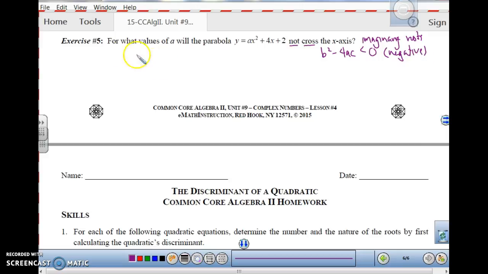Okay, so let's do b squared minus 4ac. b squared would be 4 squared minus 4 times a times 2 has to be less than 0. So 16 minus 8a has got to be less than 0. Subtract the 16, and then divide by negative 8. But what happens when you divide by negative 8? You're going to flip the inequality. So a would have to be greater than 2. So any value of a that is greater than 2 will make this root imaginary.